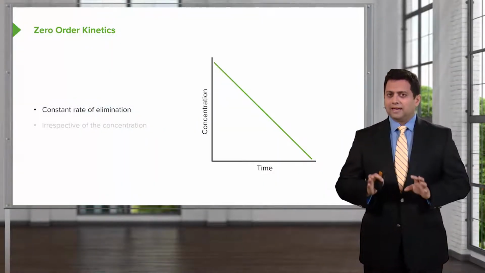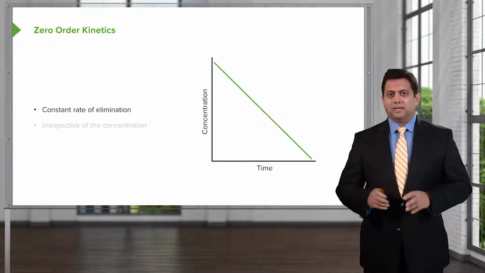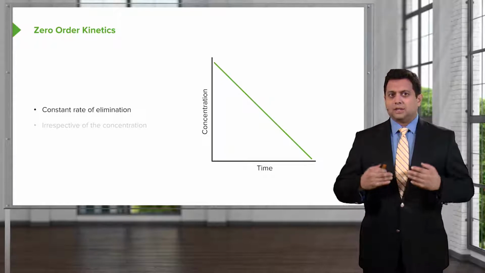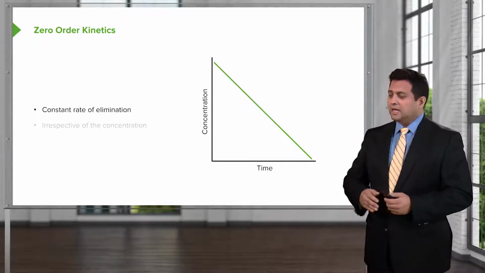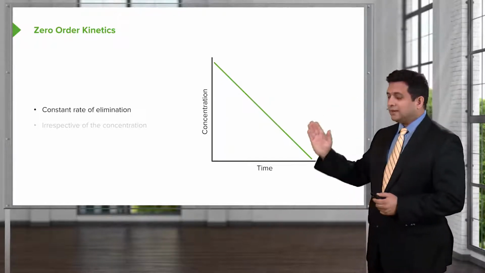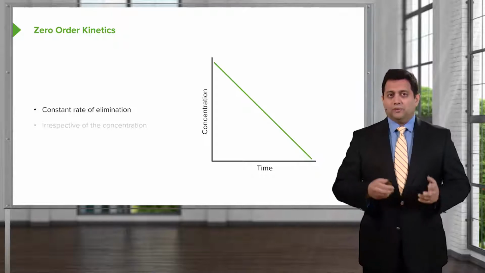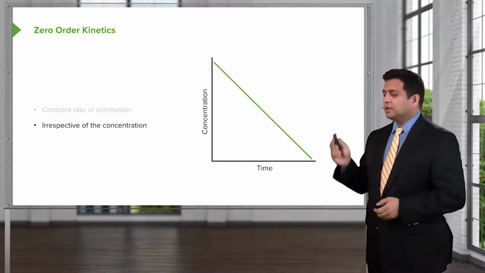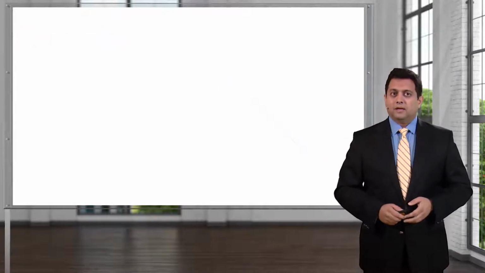Let's talk about kinetics and the different types of elimination kinetics that occur. Zero-order kinetics is a constant rate of elimination. You can see that the concentration is very consistently going down over time. It is irrespective of the concentration, so the slope is not changing at all on this graph.